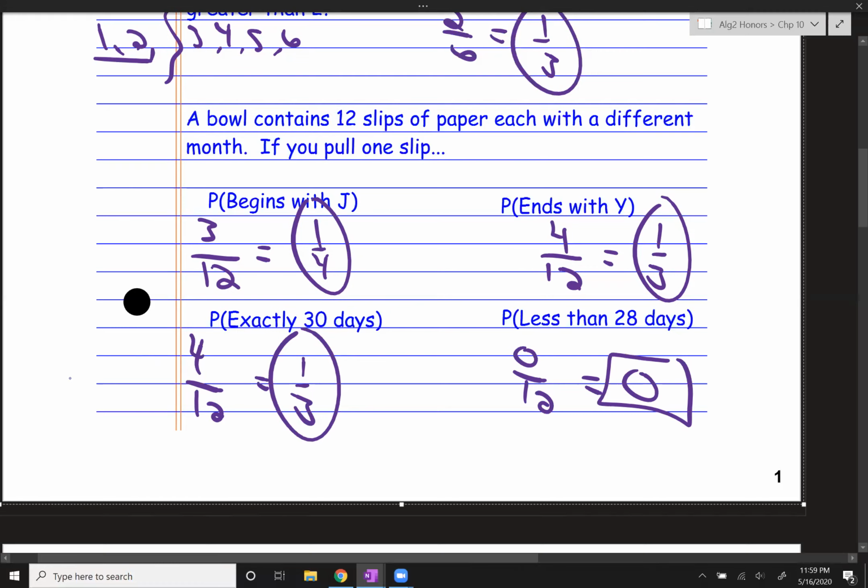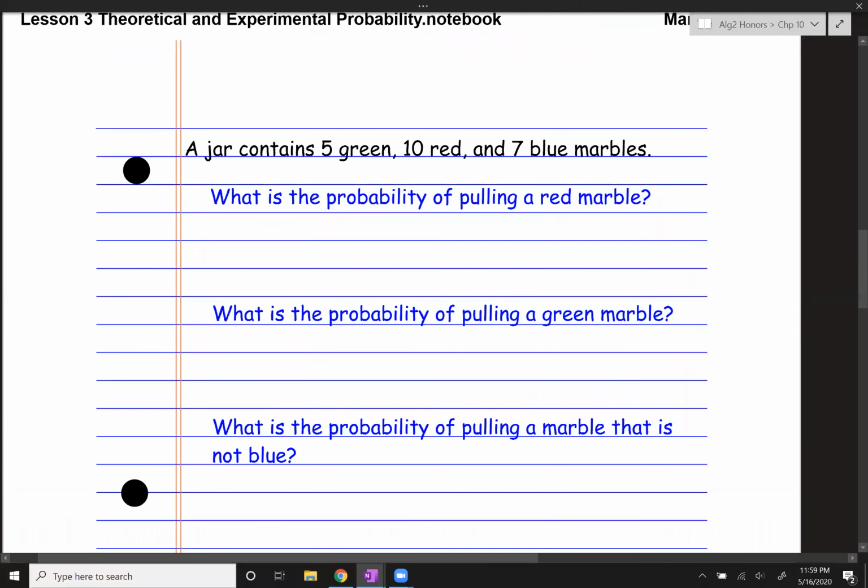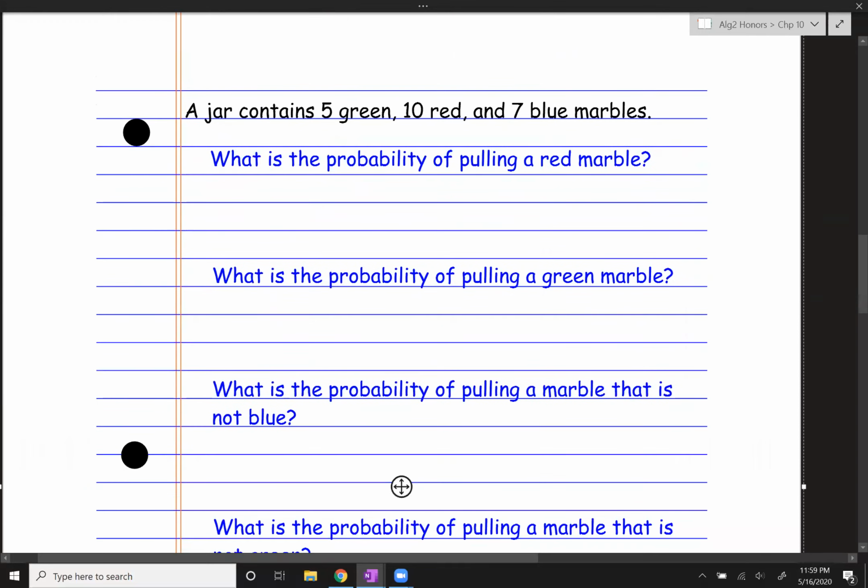All right, so that gives us a chance to roll on up to the next page, if OneNote will agree with me there. There we go. It's tired.